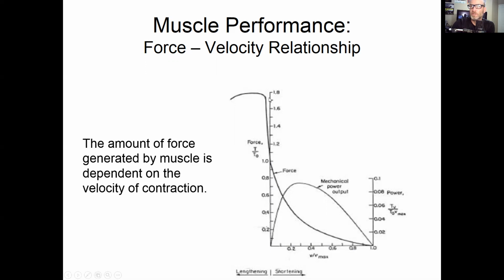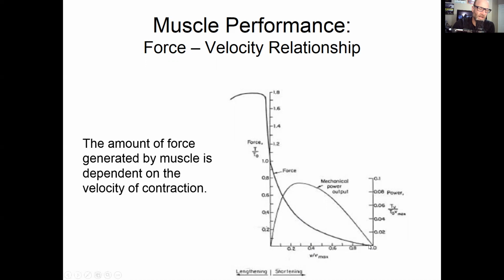So this line right here is the one I want to zero in on. I want to focus in on. This represents the amount of force generated by muscle. And this is in vitro data. This is testing the muscle outside the body. What this is telling us is that as the contraction of the muscle increases in velocity, that is, we're telling the muscle to shorten faster and faster and faster, the ability to generate force decreases, okay, in concentric contractions.